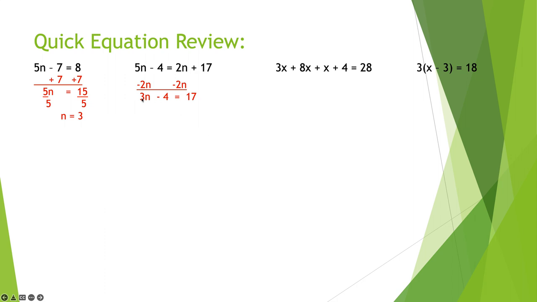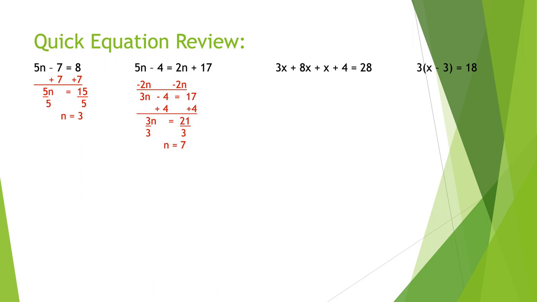And then you'll notice that this looks exactly like the previous question with the numbers slightly changed. Add 4 to both sides. 3n is 21. Dividing by 3, n is 7. So in this case, I want to emphasize the variables were on opposite sides, so I did the opposite operation. Next one.